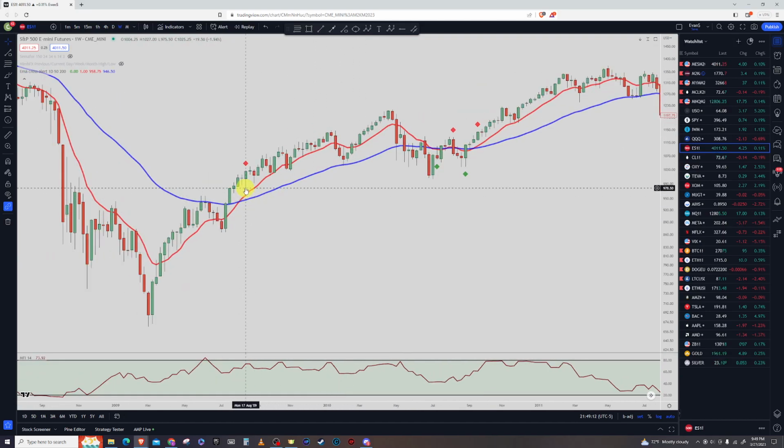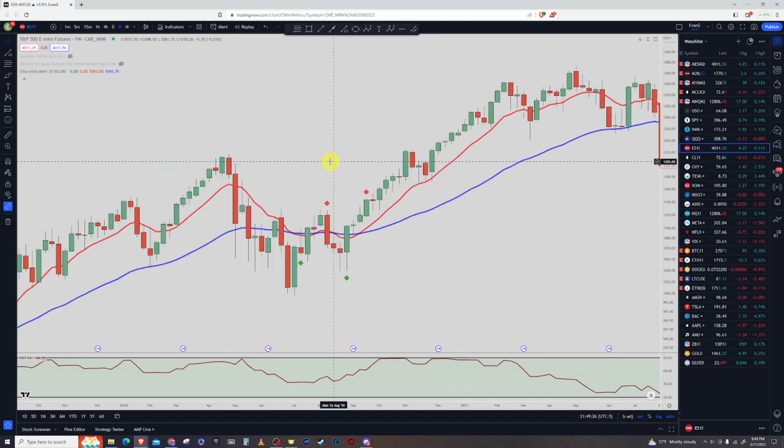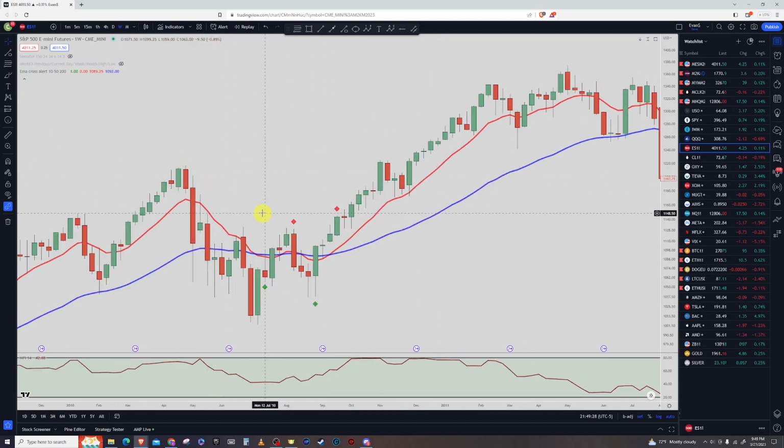Like here, for instance, here would have been an entry going to the upside, red crosses over the blue. If you're looking at the 200 EMA for the exit, you would have made a very small profit right here. And if you're waiting for a crossover, you would have made another very small profit right here. But then say you think price is going to break up to the upside right here, there you go.